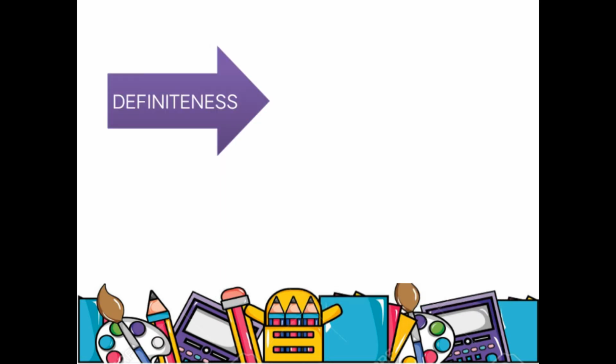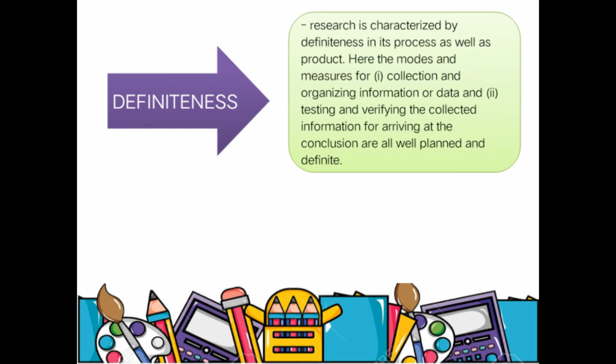Let's now proceed to definiteness, which means research is characterized by definiteness in its process as well as product. Here are the modes and measures for collecting and organizing information or data. It makes sense to begin collecting existing data if you identify data gaps and if you have the resources. Testing and verifying the collected information for arriving at the conclusion are all well planned and definite. Educational research has definiteness as it is directed towards a direction and on a specific topic.